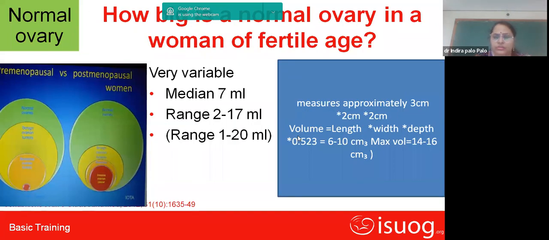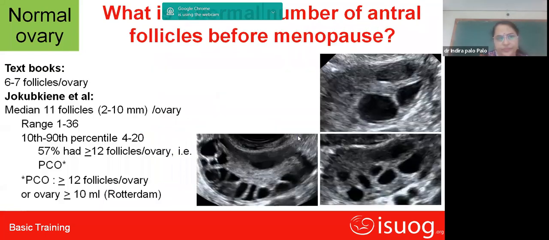As I have told, the ovary size changes throughout a woman's life. During the normal reproductive period, it is an ellipsoid structure measuring around 3 centimeters by 2 centimeters by 2 centimeters. The volume can be calculated by length times width times depth times 0.523. So it comes to around 6 to 10 cubic centimeters, and the maximum volume of an ovary can be 14 to 16 cubic centimeters in the reproductive period of life.